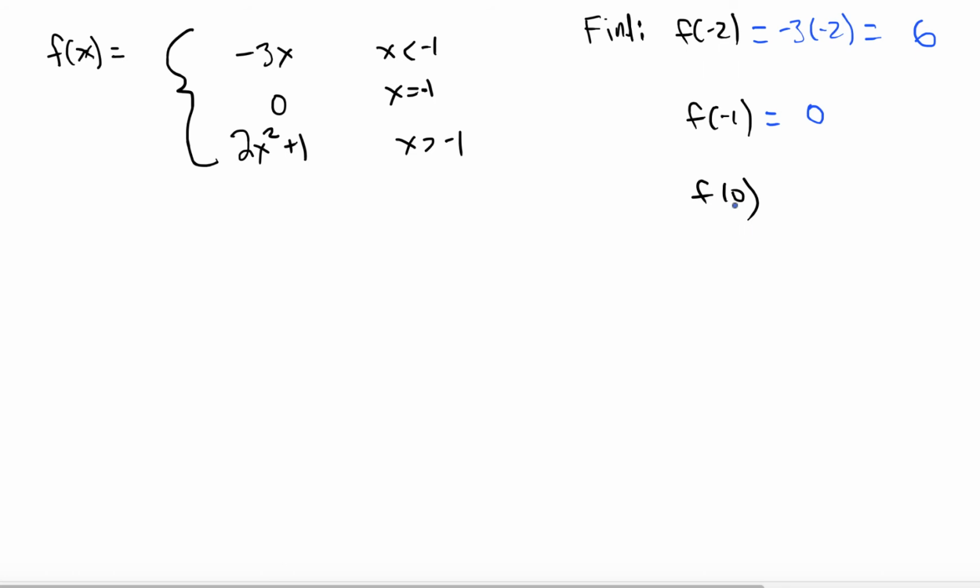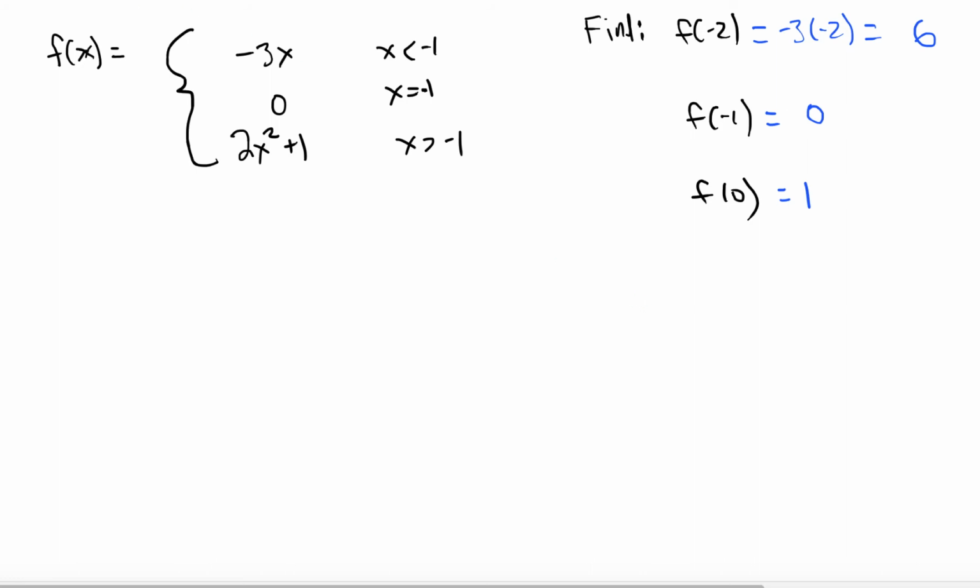And then finally, what is f of 0? Same thing, we're going to figure out which piece 0 falls into, or which part of the domain. 0 is not less than negative 1. 0 does not equal negative 1, but 0 is certainly greater than negative 1, right? So to evaluate f of 0, we want to plug 0 into this piece. Plugging 0 into that piece, 2 times 0 plus 1 gives us just 1 as the final answer.